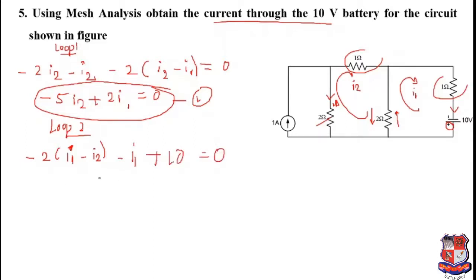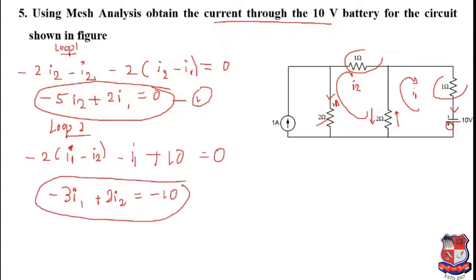So if you solve this, you will get -3I1 + 2I2, and this will be equal to -10. Okay, so you have this equation, which is the second equation. Now you have two unknown variables, I1 and I2, and you have two equations, so you can solve this. Now you can find I1 and I2. Once you get the value of I1, your numerical is solved, because you need to find the current through this 10 volt battery.